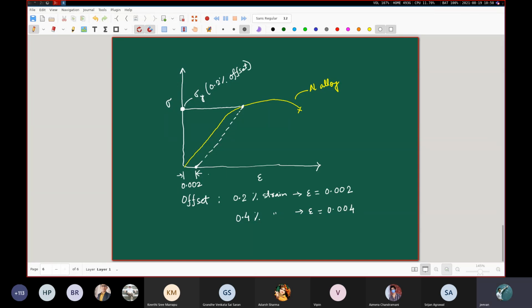As opposed to this, suppose it was said that we are going to choose a 0.4% offset, then the value would have been like here, and it would have been a slightly higher value of the sigma yield. Okay, so sigma y subscript means sigma yield. This y is the yield value. That's all there is to it. So do you have any question on this?